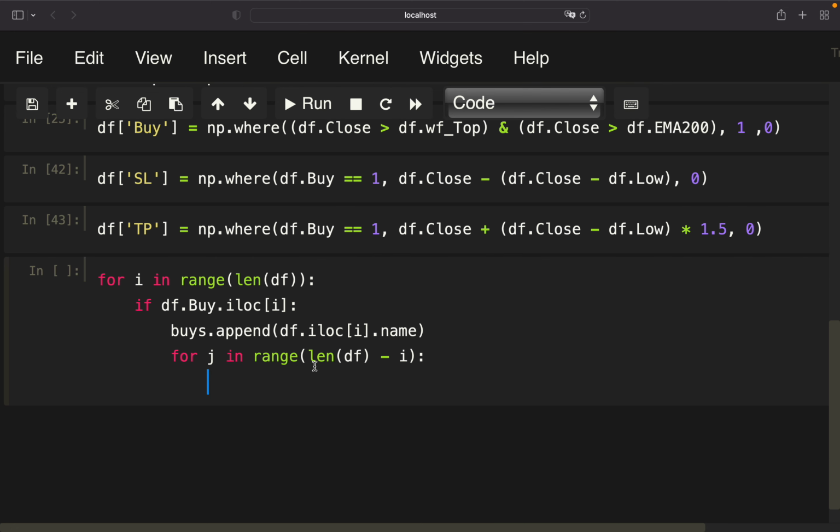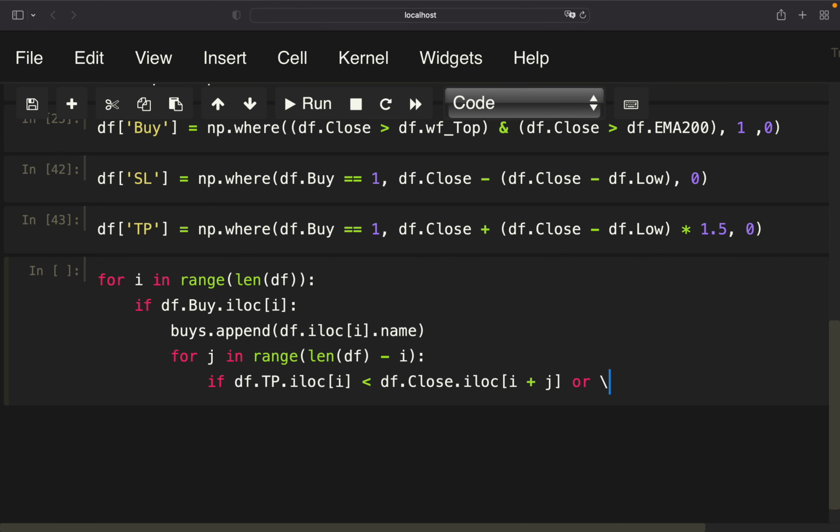And now I'm just keeping the target profit of the buy row. So I'm taking TP at iloc I, but now I'm looping over the subsequent rows and checking if the close is crossing the target profit. And how can I do that? I can simply use iloc of I plus J, right? So the target profit stays the target profit from the buy row, but the close goes one row further per iteration.